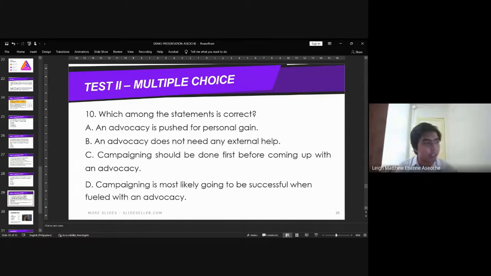Again, for number 10, the last question, which among the statements is correct? Is it A, an advocacy is pushed for personal gain? B, an advocacy does not need any external help? C, campaigning should be done first before coming up with an advocacy? Or is it letter D, campaigning is most likely going to be successful when fueled with an advocacy?